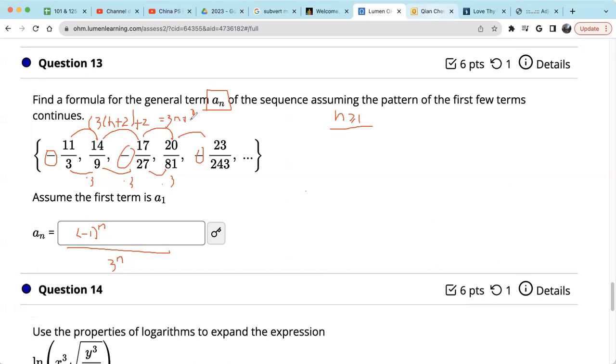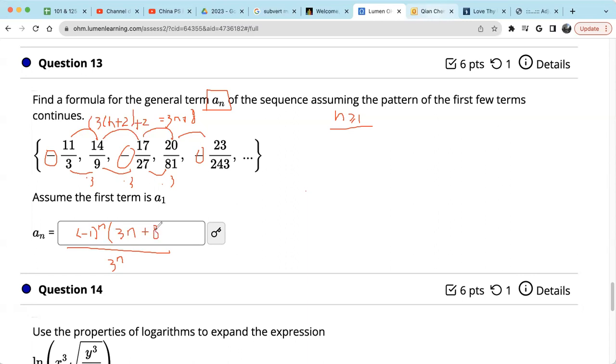Right? Indeed, when n equals 1, 3 times 1, that's 3. 3 plus 8, that's 11. When n equals 2, I have 2 times 3, 6. 6 plus 8, that's 14, so on and so forth. Okay, so my numerator is 3n plus 8.